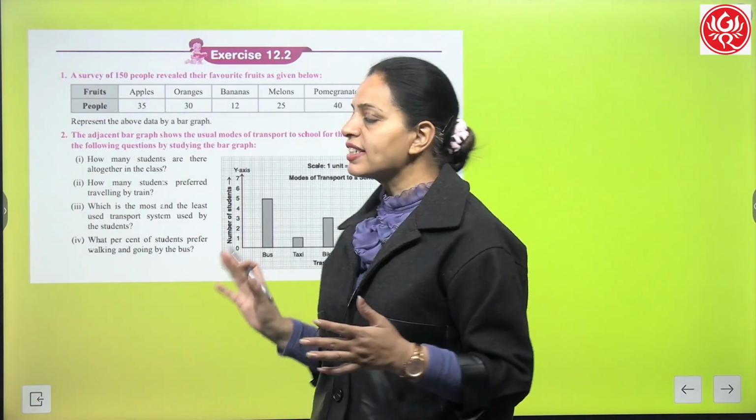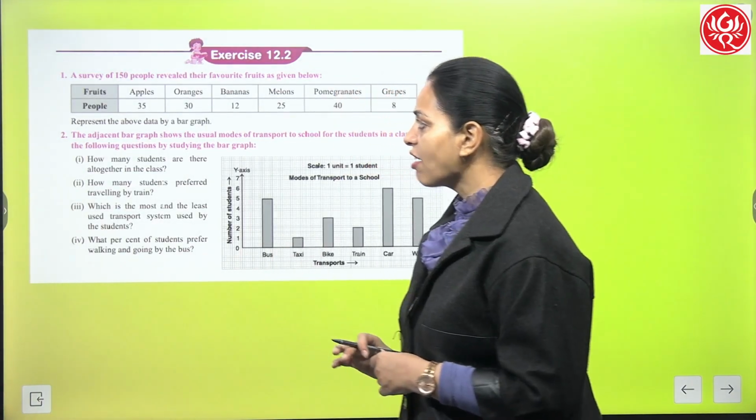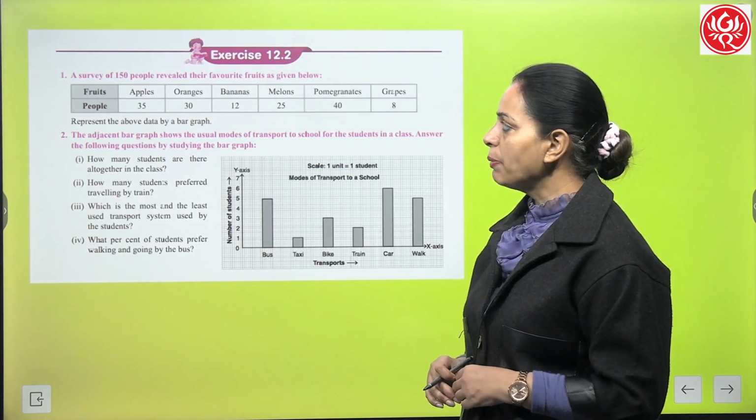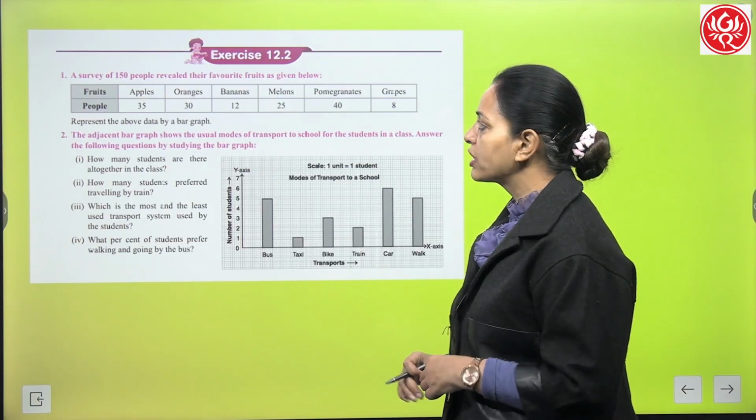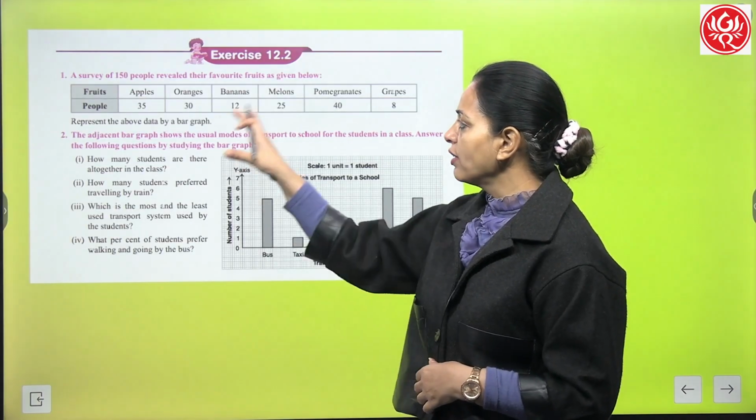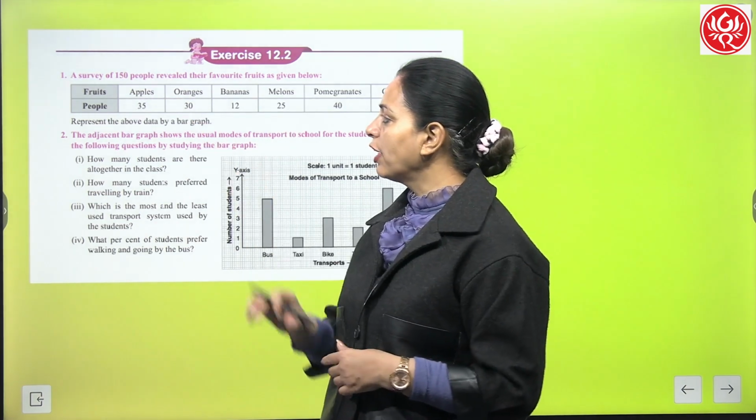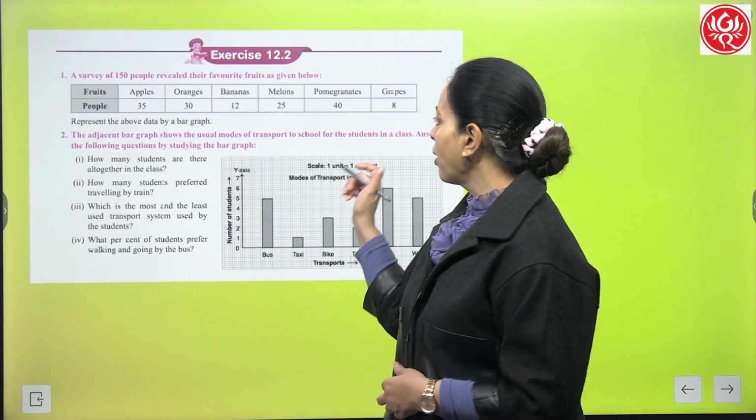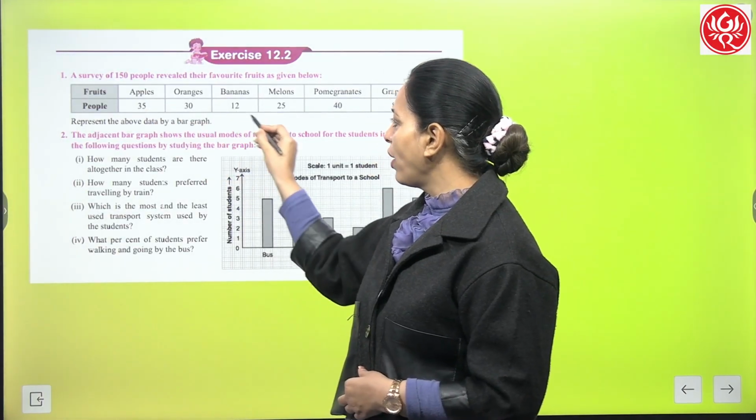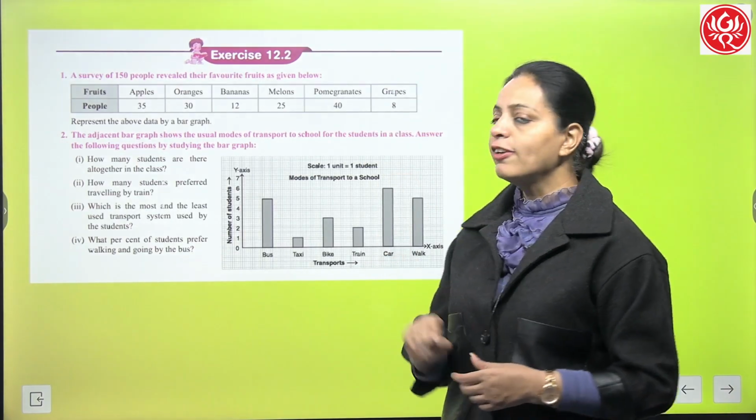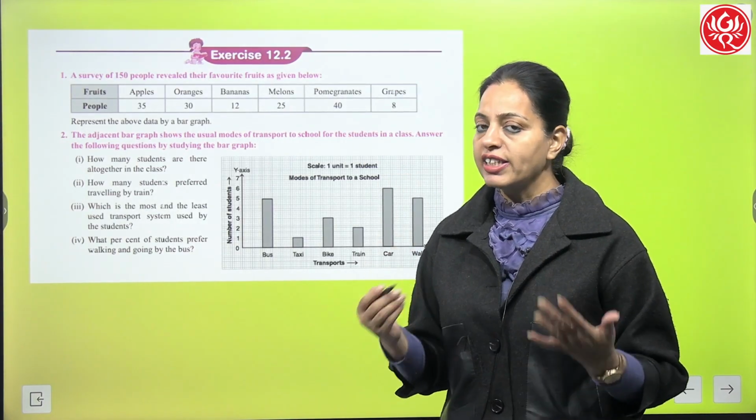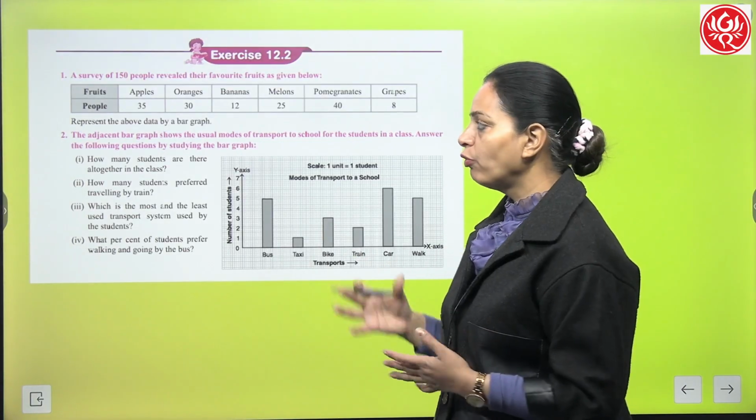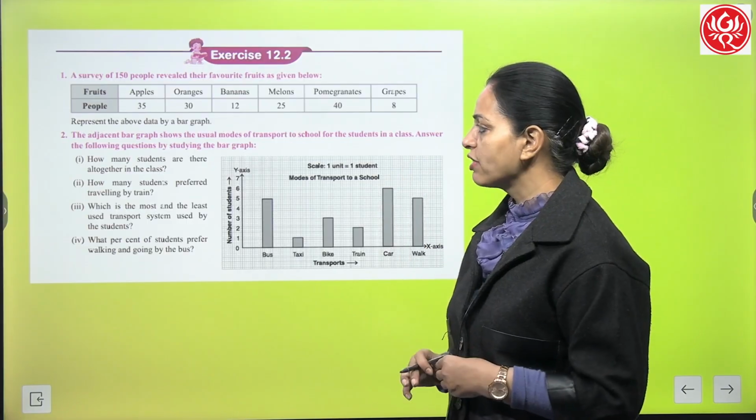Now the next is exercise 12.2 based on such type of examples. See the first one, a survey of 150 people revealed their favorite fruits as given below. So here some fruits are given and the number of people given. So represent the above data by a bar graph. You can see numbers like 35, 30, 12, 25, 48. So you can take scale on y-axis, 1 unit equals to 5 fruits, right? So I hope you can try this one.